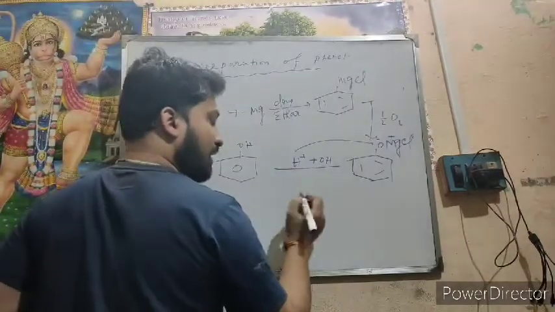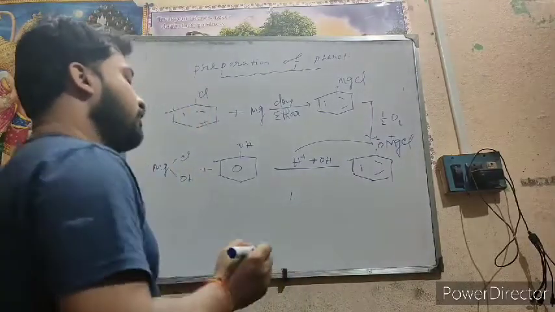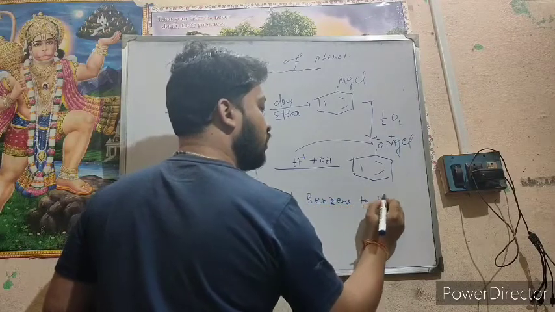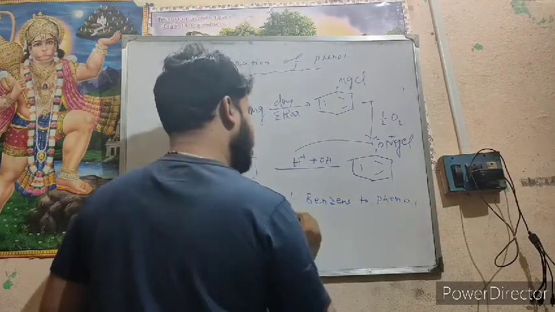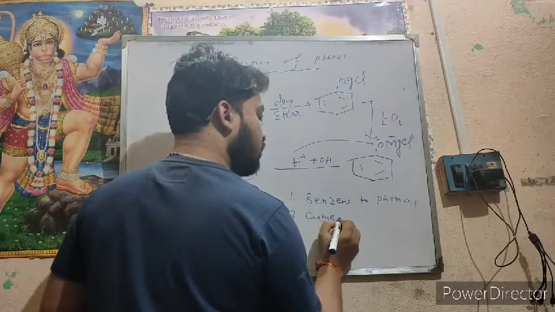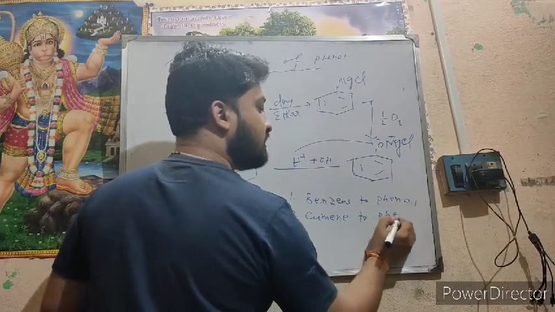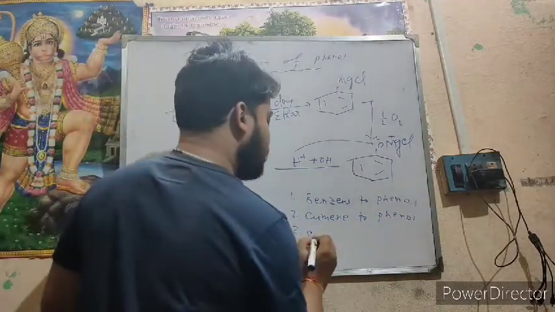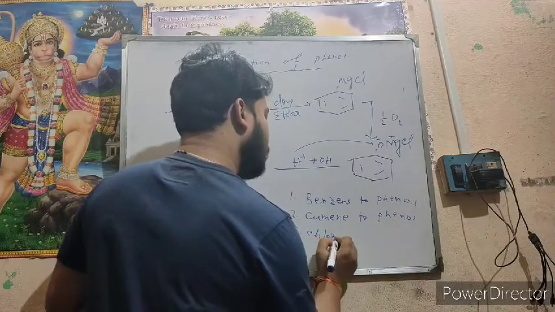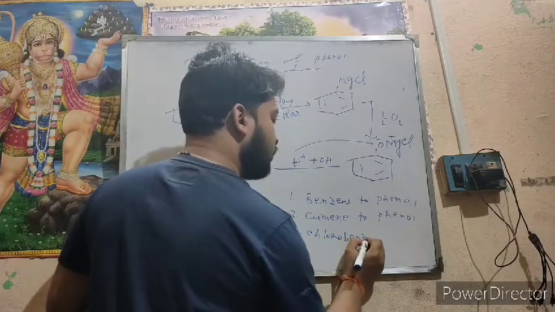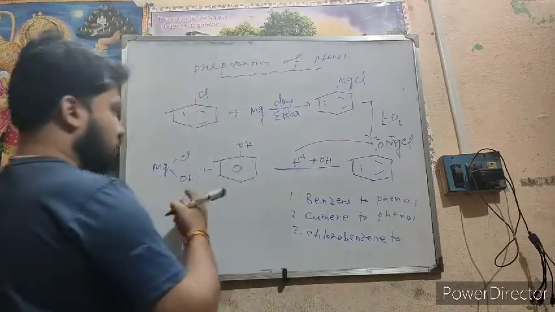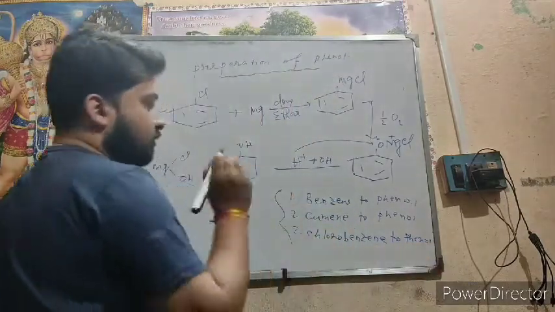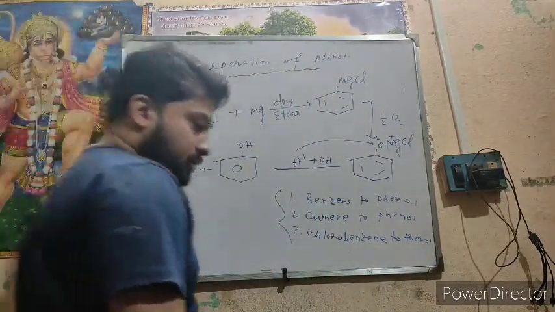So I gave you the first preparation, that is benzene to phenol. Second, cumene to phenol. And the third one, I gave you chlorobenzene to phenol.